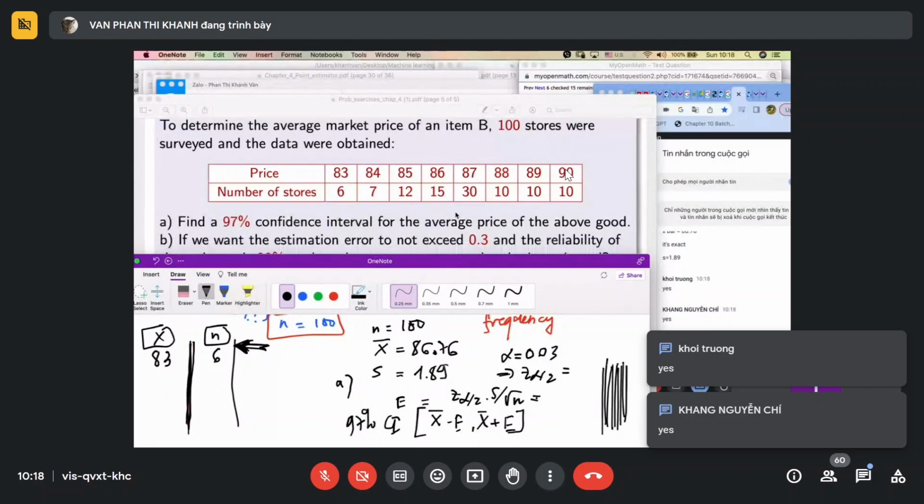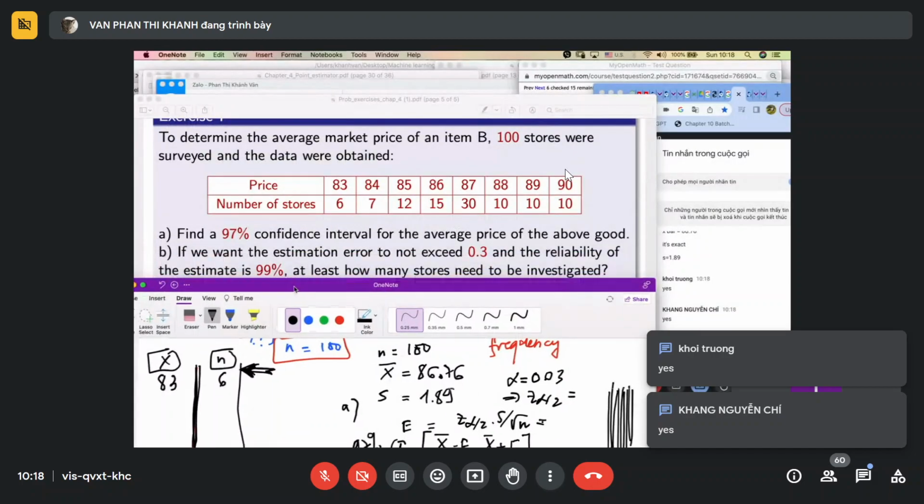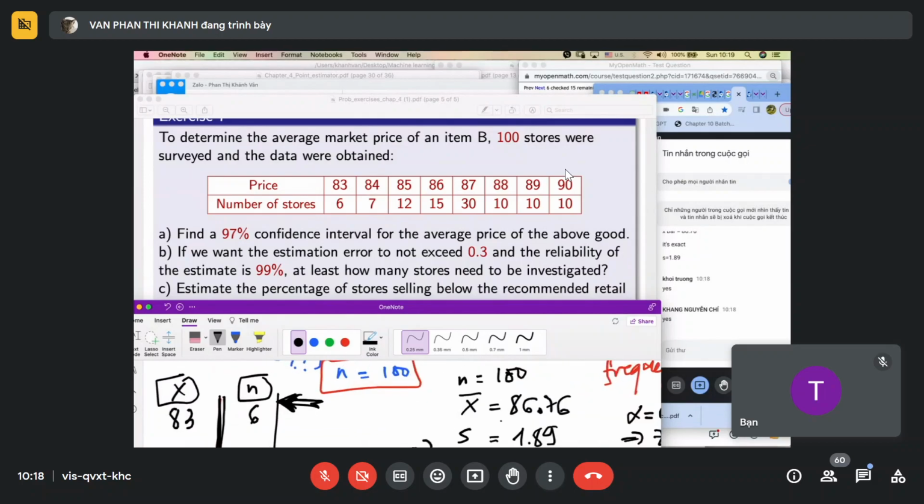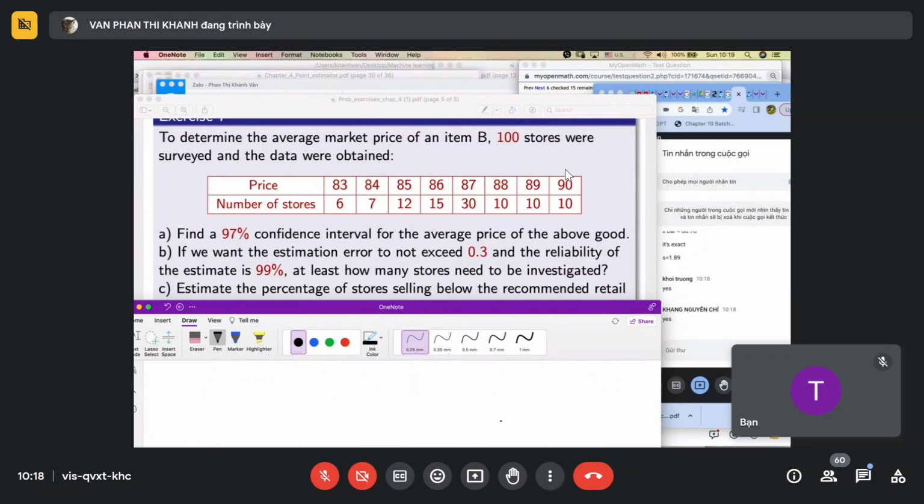Question B. If we want the estimation error not to exceed 0.3 and the reliability of the estimate is 99%, at least how many stores need to be investigated? So here we have that the error is less than or equal to 0.3, and alpha here is 0.01. So you can find z alpha over 2. You have to find n, at least how many stores. So n is greater than or equal to what?